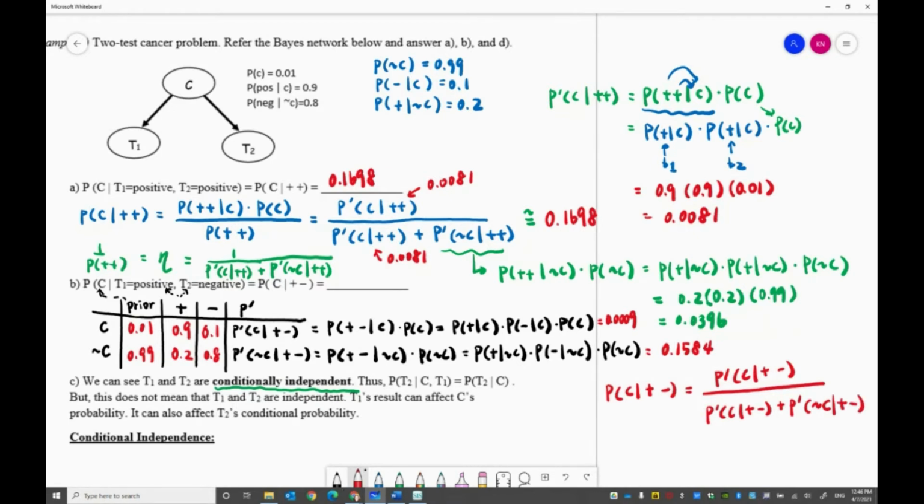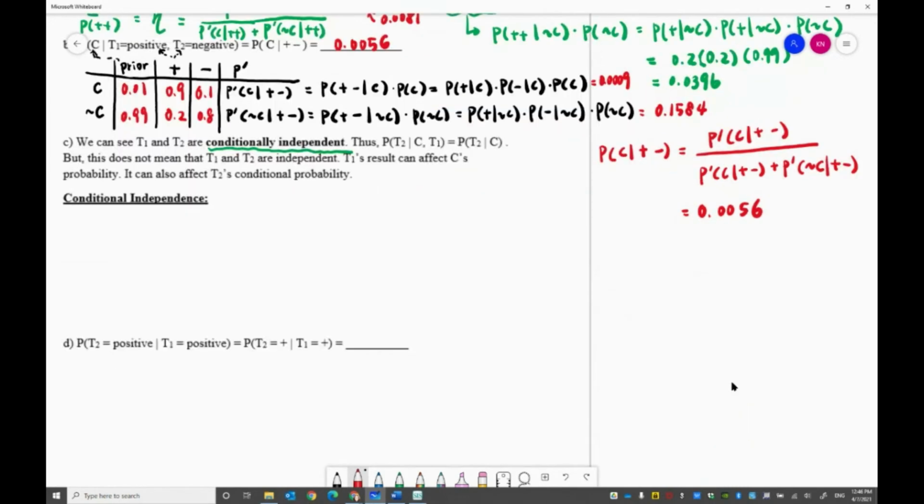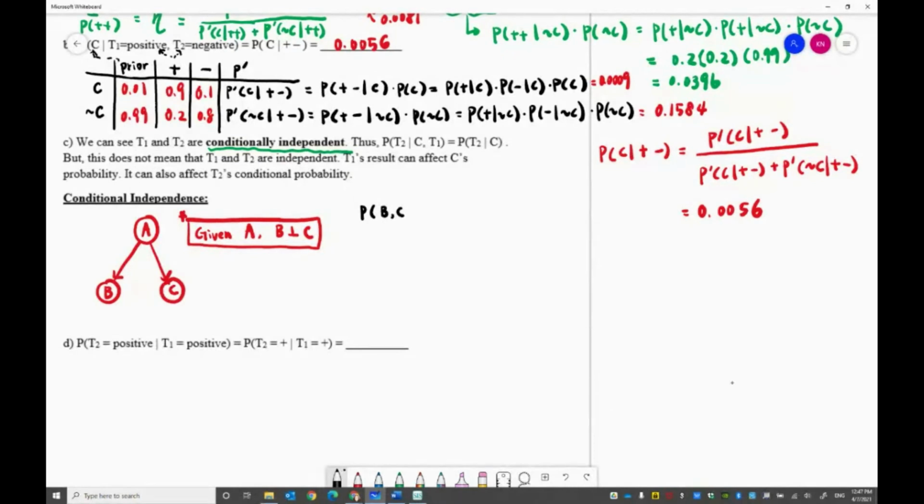Then if you plug in numbers, you're going to get 0.0056. So conditionally independent means when you have two nodes, they are independent, but they have the same cause. We call this: given A, B and C are independent. So what we used was the probability of B and C given A can be calculated as the probability of B given A times the probability of C given A.